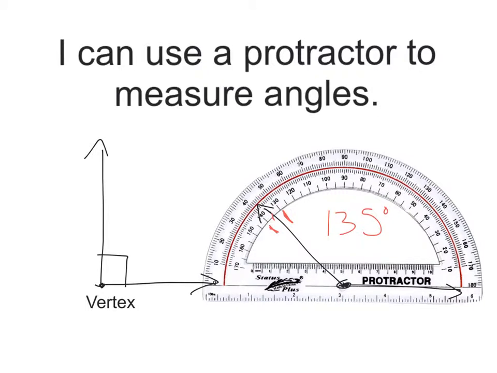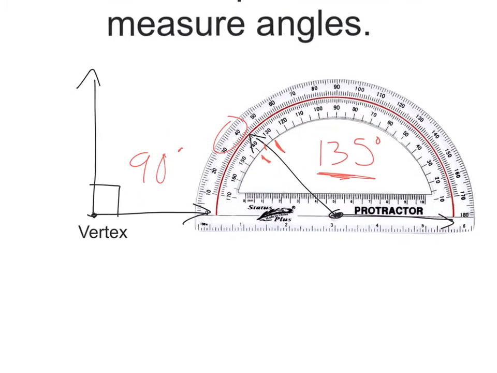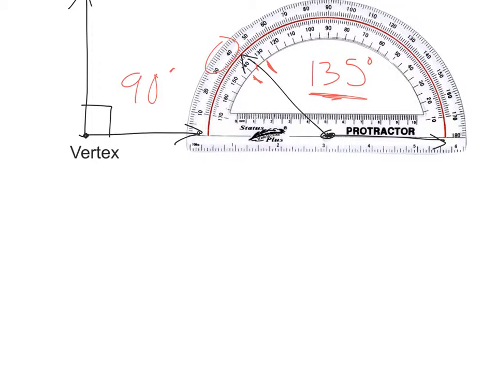If it was an acute angle, we would use the other measure right there. But this is obtuse, so we use the larger number. All right, we've measured a right angle. We proved that it was 90 degrees exactly. And we have done an obtuse angle, which was 135 degrees. We have to try an acute angle now.